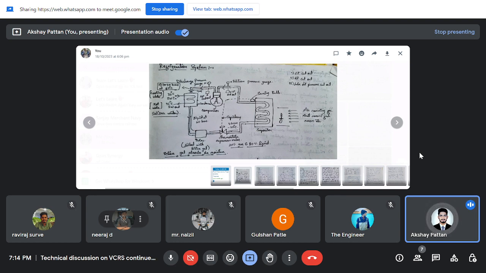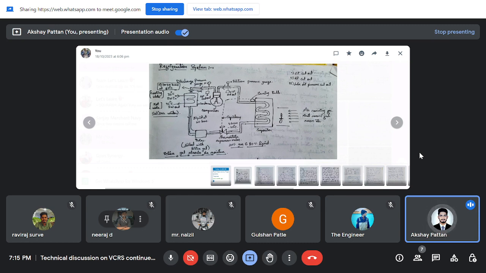It is not automatic. Can you guys tell why it is not automatic? We have to switch on the compressor manually. We would have made it automatic, right? Why is it not automatic? Anyone? Okay, I will tell you.